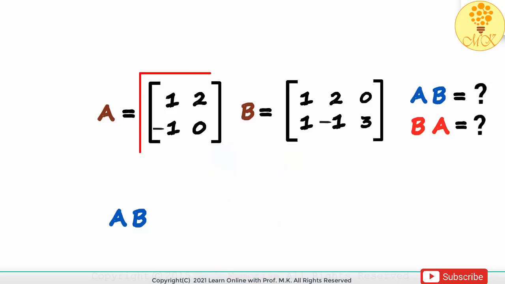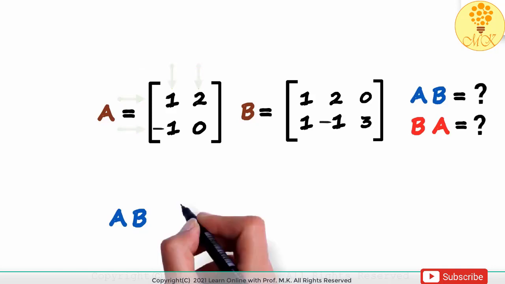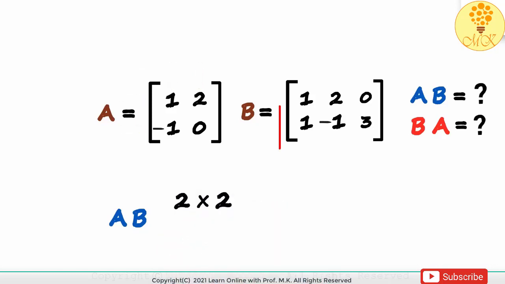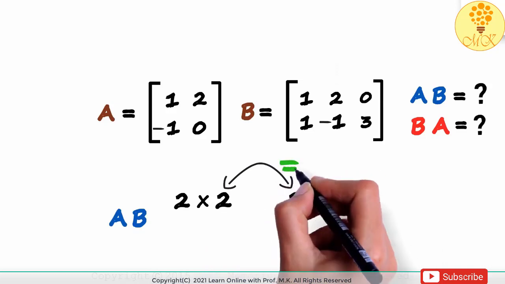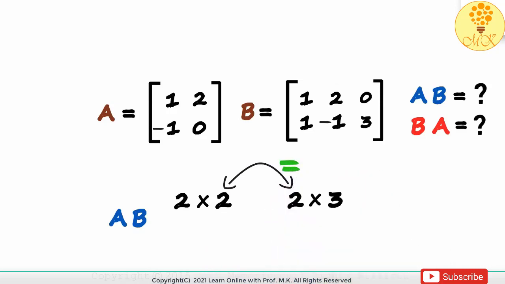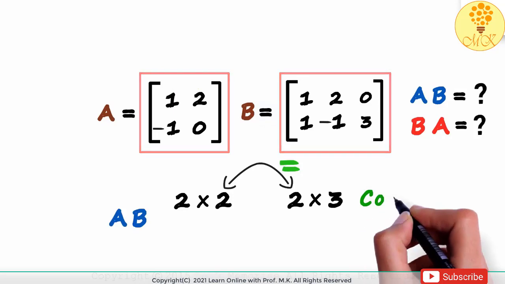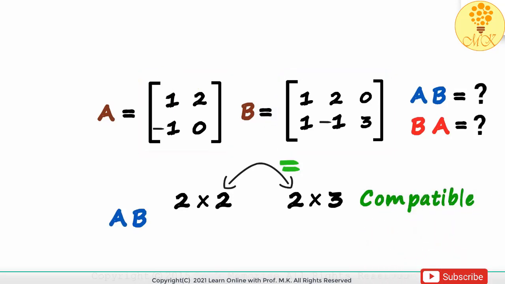What is the order of the first matrix? It has 2 rows and 2 columns, 2 by 2. And what's the order of the second one? 2 rows and 3 columns, 2 by 3. The second and the third numbers are equal. It means that the number of columns of the first matrix is equal to the number of rows in the second. This tells us that the two matrices are compatible for multiplication.